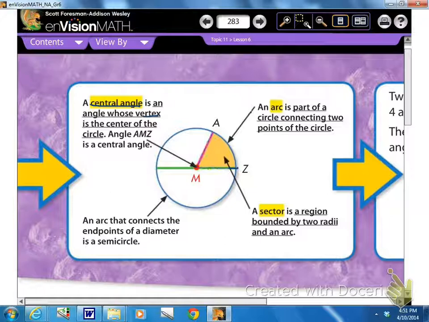Okay. An arc is part of a circle connecting 2 points on the circle. So it's talking about from point A to point Z. If I connected that on the circle, this line is an arc. That line would be considered an arc. And then notice down here it says an arc that connects the endpoints of a diameter would be a semicircle. So here's an endpoint of the diameter, here's the other endpoint of the diameter. Let me erase this so we're not confused.